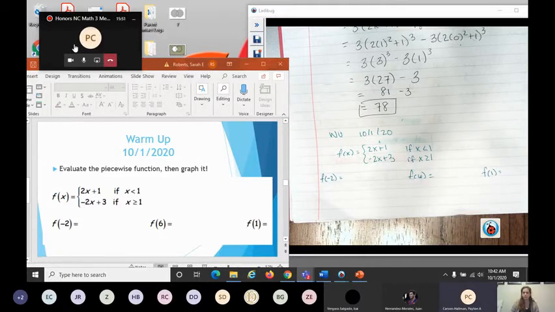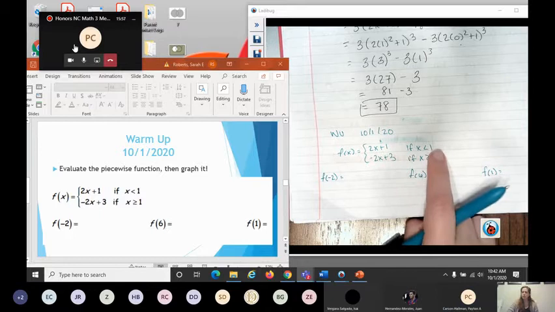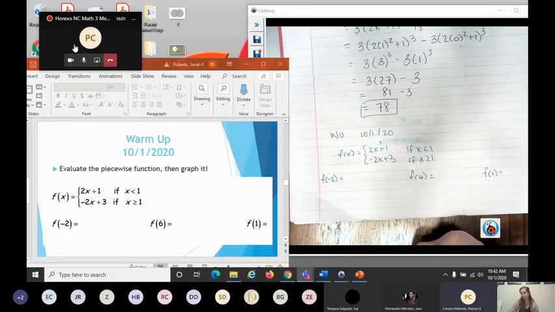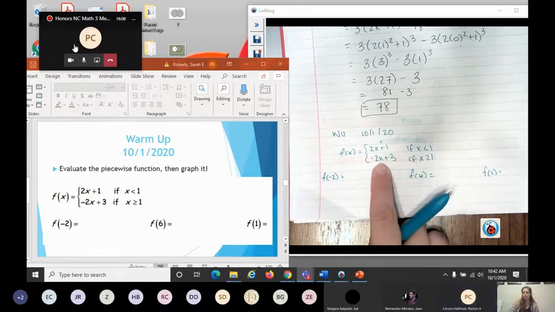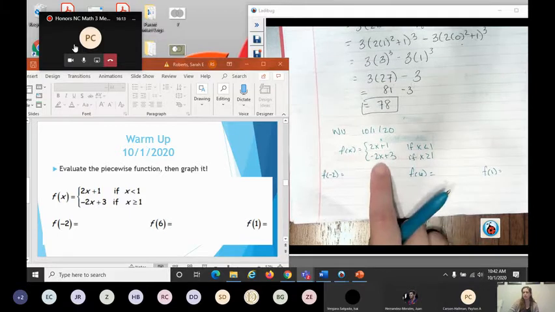I guess f of 6. Yeah, f of 6. So is 6 going to be smaller than 1 or bigger than or equal to 1? Bigger than, I guess. Yeah, exactly. So we're going to use this function. So can you tell me what to write if I'm taking the 6 and I'm replacing the x with it?